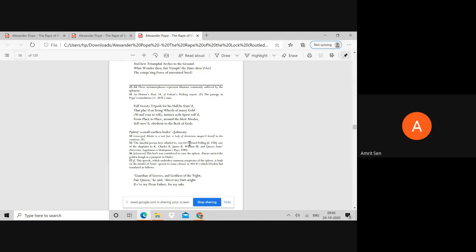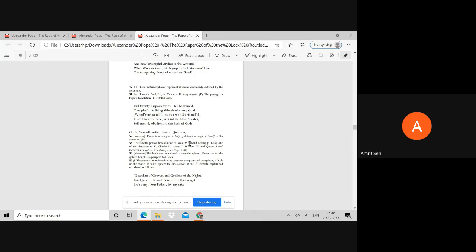Therefore, she is in an extreme position. So there are two extreme positions. The Baron will not give back the lock of hair, and Belinda wants revenge for the rape of the lock. So how does one laugh the two warring families out of this quarrel? How does one resolve the poem? That resolution and that battle will come in Canto 5.